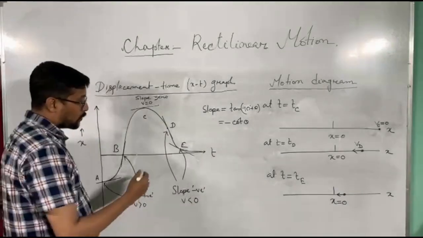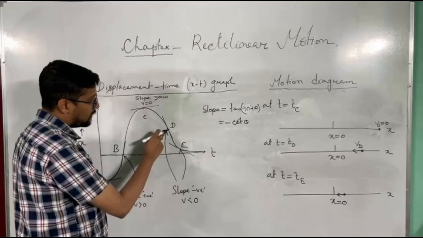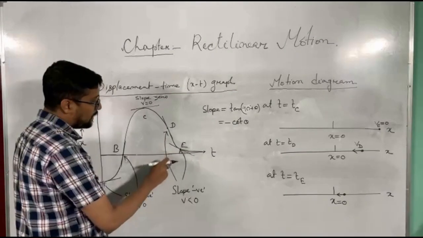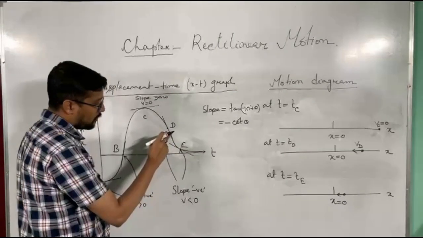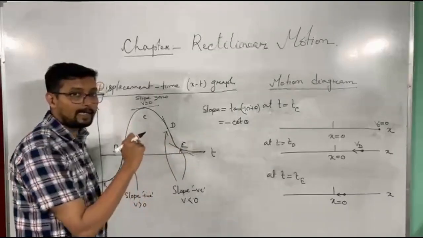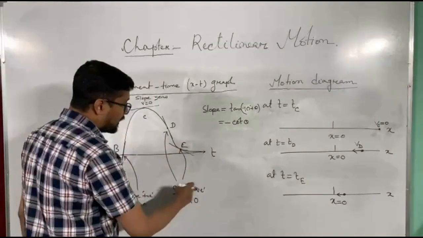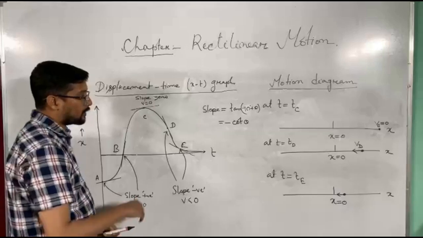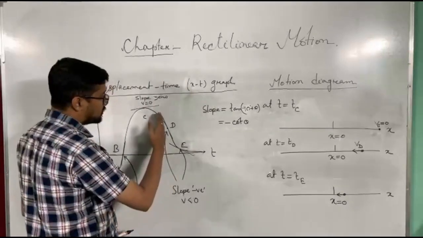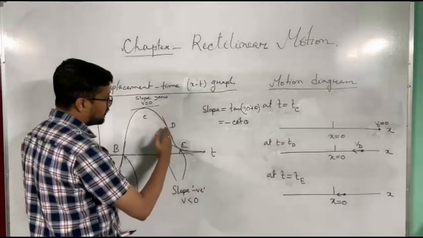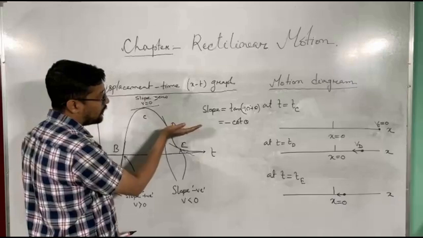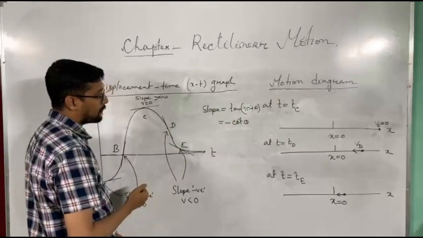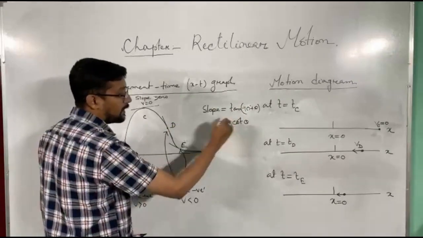So slope of the tangent at D and slope of the tangent at E, both are negative slopes. But since both these tangents are making an angle of 90 plus theta, the slope becomes minus cot theta.